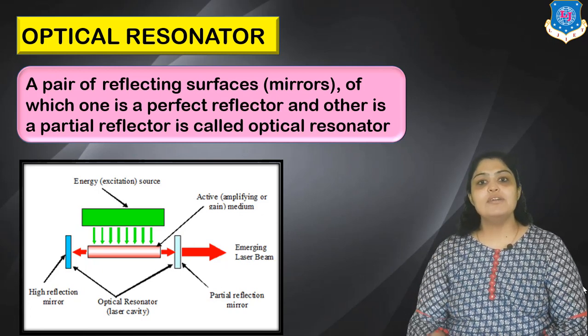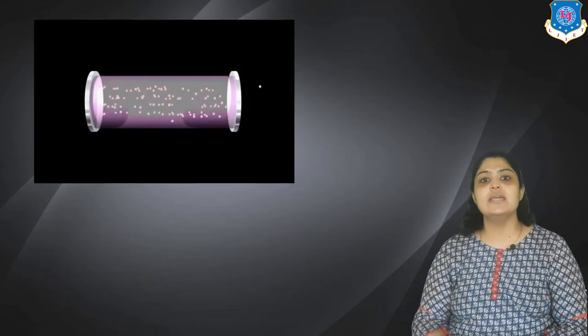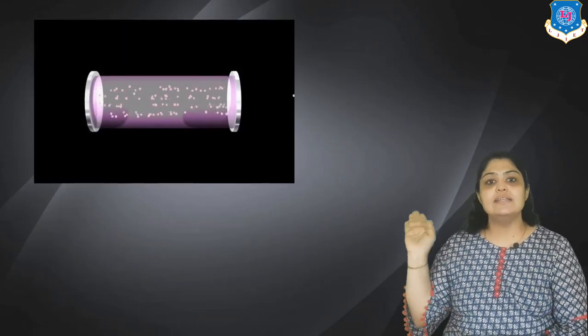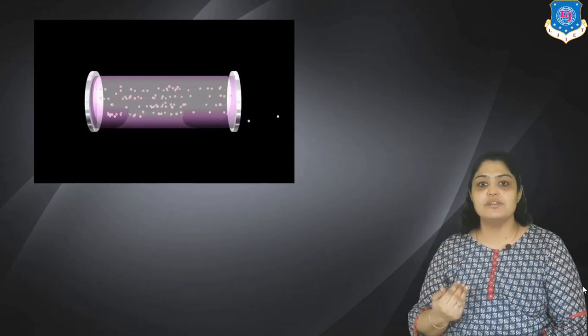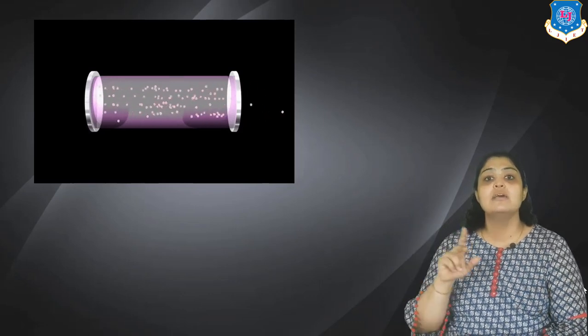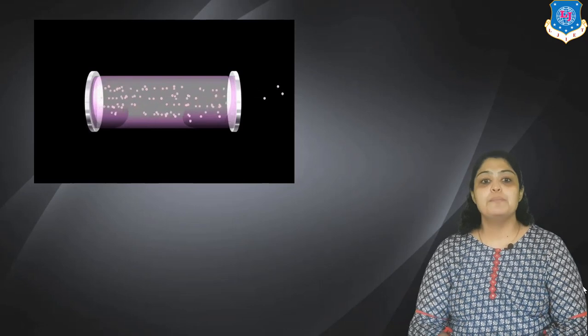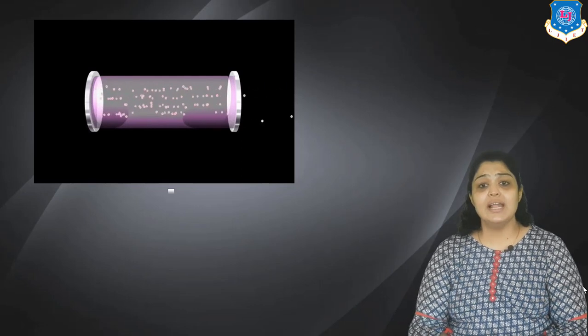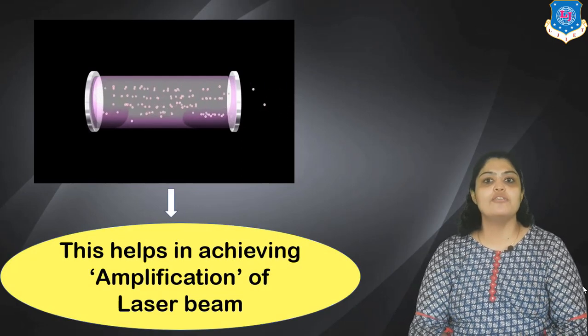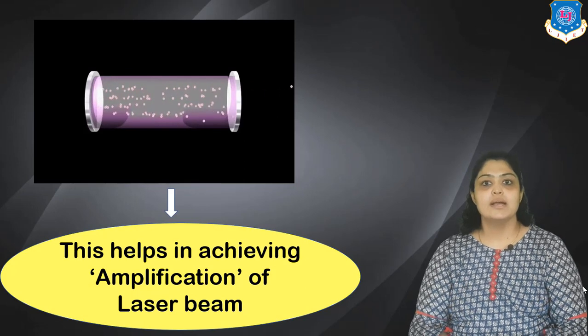Understood? Let's have a look at a small animation. You can see here that on the left side is the full reflecting mirror and the right side has the partial reflecting mirror. In between them you can see the number of atoms are growing and the photons are coming out only from the partial reflection mirror. So this helps in achieving amplification of a laser beam. Clear?